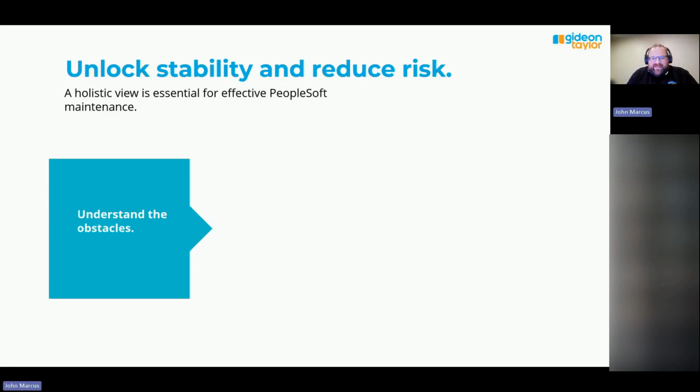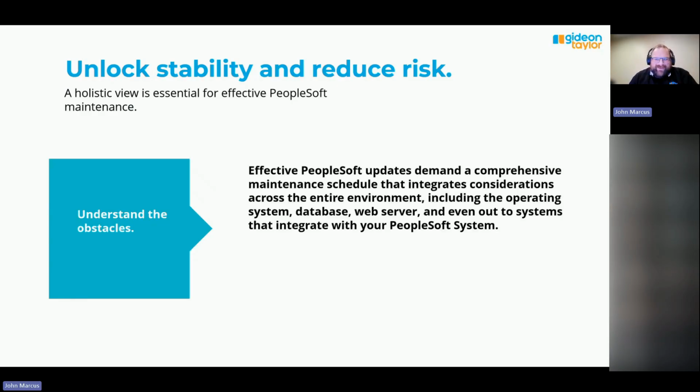The next thing you have to understand with PeopleSoft is, I like to call it the onion architecture. It's a very layered object, and you have to be competent at every layer of that object to be able to maintain it correctly.